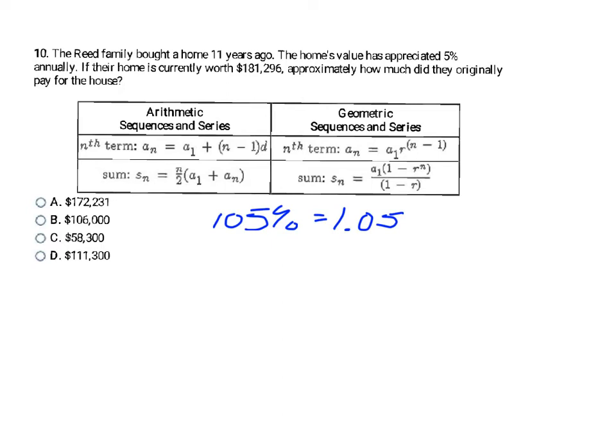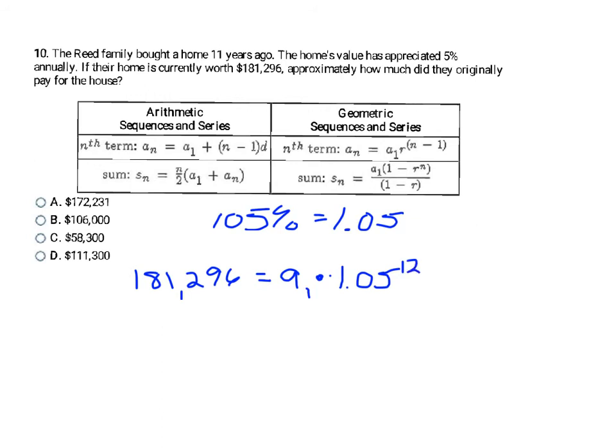So then they want to know what is the beginning term. So I'm going to look at this formula right here. I know that the last term is going to be 181,296, and that's going to equal A1, what I'm looking for, times my ratio, 1.05, and then this was the 11th year, so that means it's going to be the 12th number.